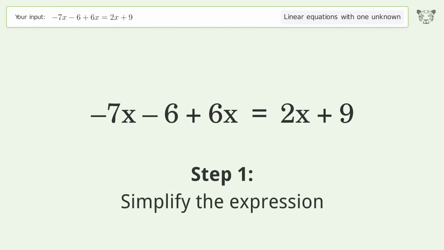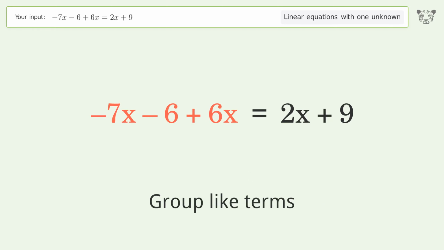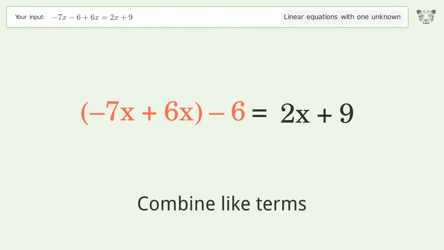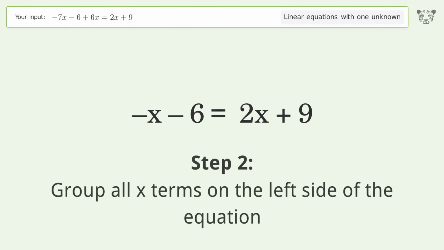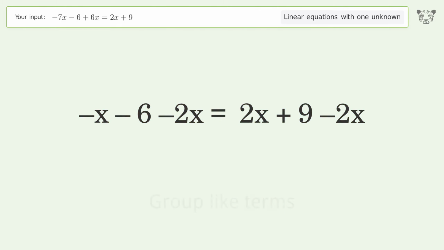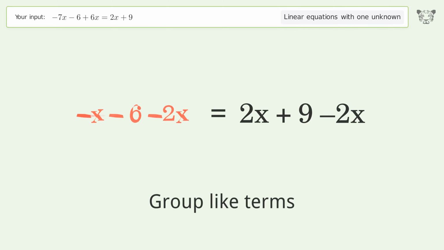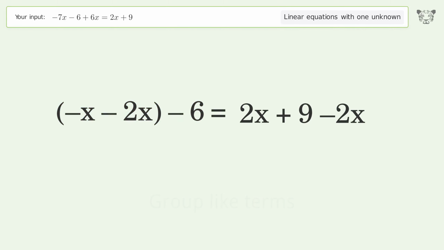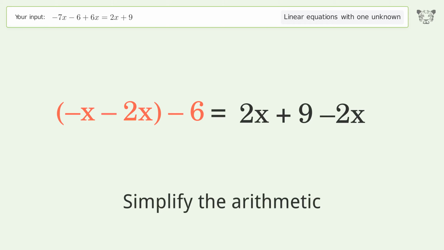Simplify the expression. Group like terms. Combine like terms. Group all x terms on the left side of the equation. Subtract 2x from both sides. Group like terms. Simplify the arithmetic.